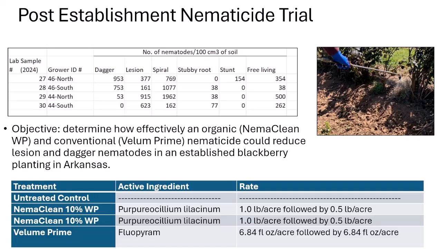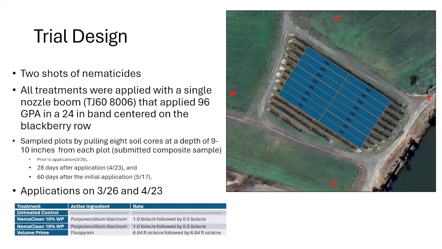We just wanted to see how this organic nematicide did, and then also compare that to Velum Prime, because we didn't have any data at all on blackberries on that. So you can see our untreated there, and we applied it twice. We did two different rates of the organic, and then we did the high rate of Velum, which is what they recommend. You can see there the field. We had 2 plots per row across 2 rows, so one set of a replication, and we had 4 total. We put it out with a single nozzle boom at about 100 gallons per acre. It was right around a rainfall, so we were pretty confident it went into the soil on just a 24-inch band.